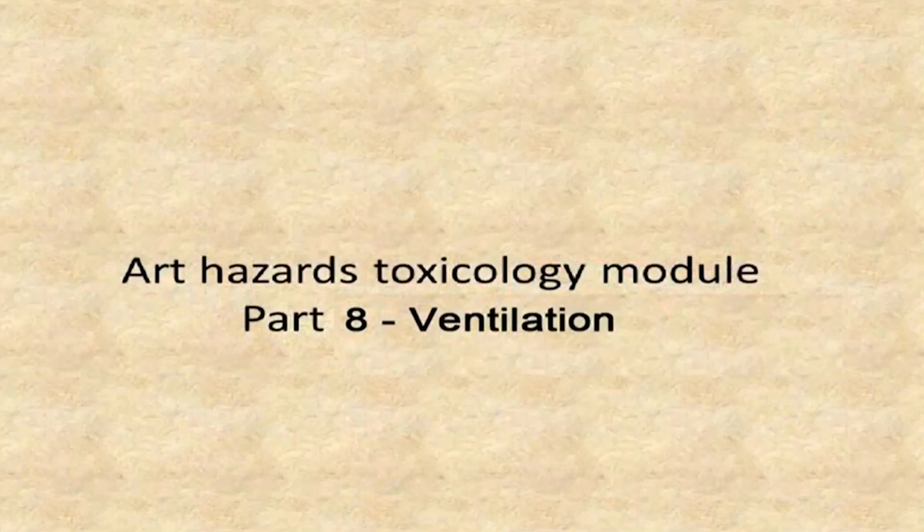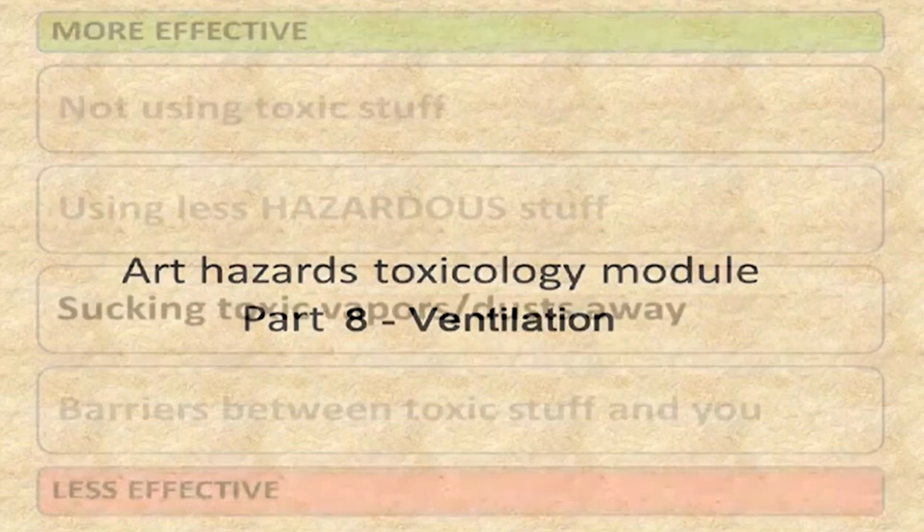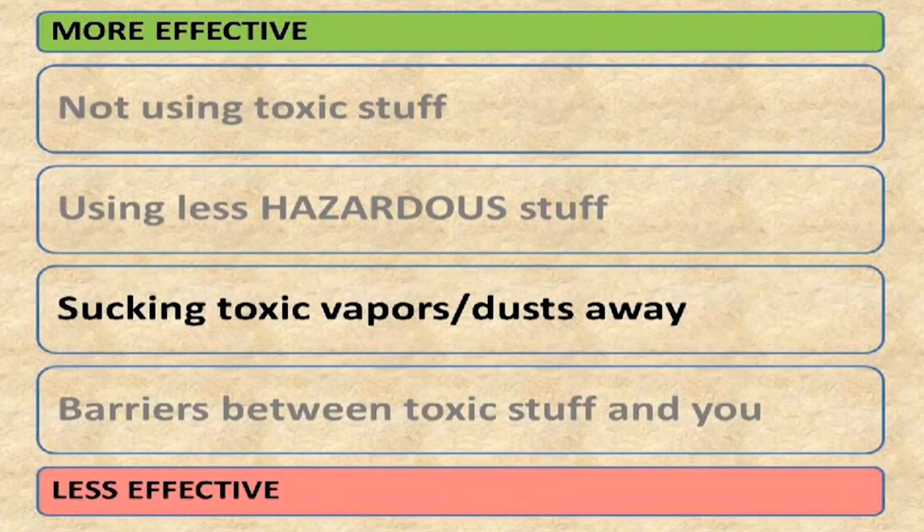Welcome back to the Art Hazards Toxicology module. This is part 8, and here we'll be talking about ventilation in your art studio. So when you look at our hierarchy of protection that we've talked about in prior modules, we'll find that if you can't avoid working with toxic stuff, or if you can't find less hazardous stuff to work with, then the next best option is to move those toxic vapors or dusts or whatever other toxic exposures away from you.